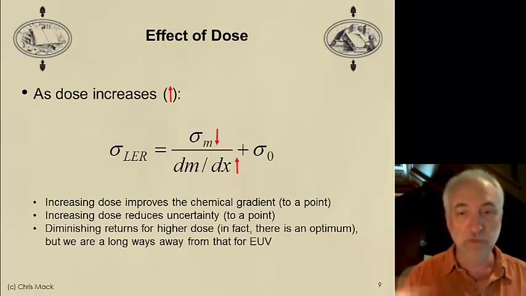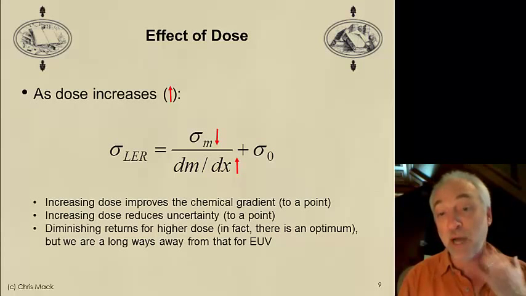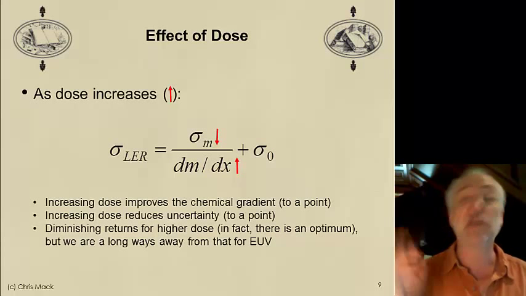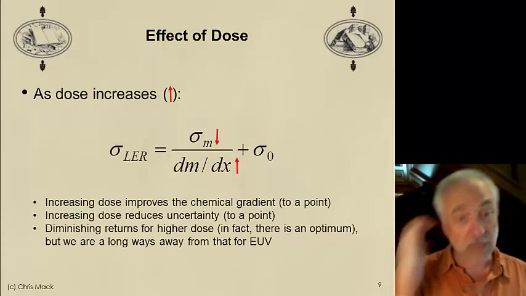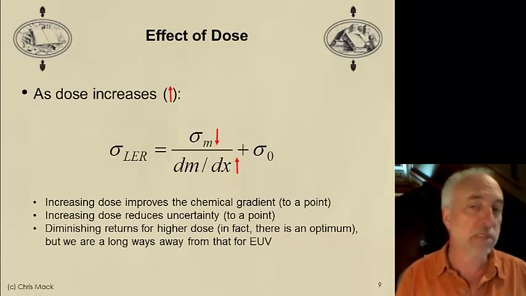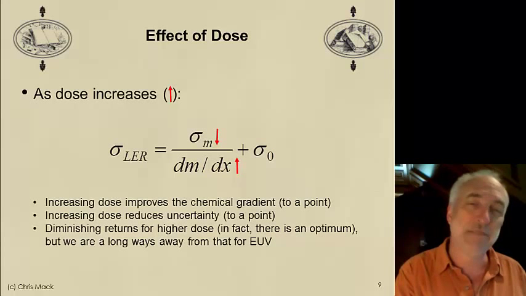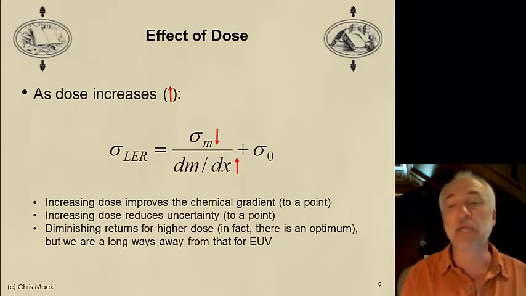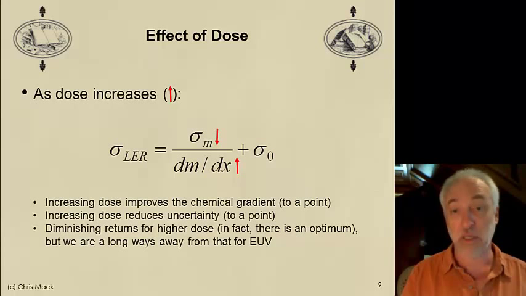Increasing the dose improves the gradient up to a point, and then it'll actually make it get worse, but this optimum is at a higher dose than we actually use today. So the result is, while increasing dose only makes things better to a point, we are today working at doses that are lower than the optimum, so increasing the exposure dose will always make our LER better, at least today.